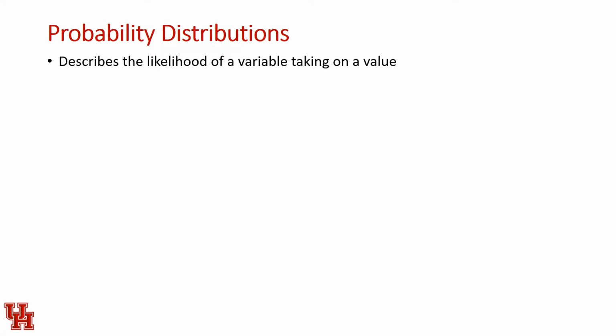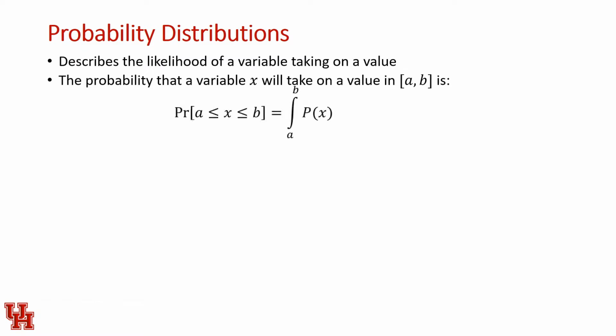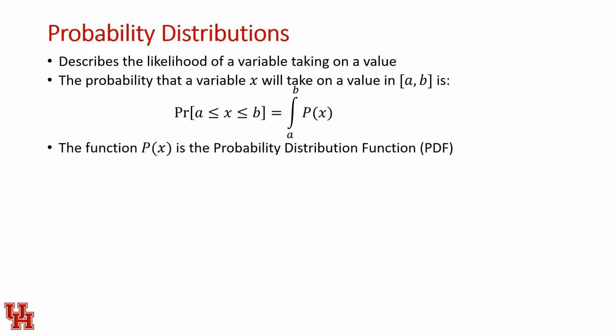What a probability does is describe the likelihood of some random variable taking on a value. So the probability that a variable x will take on a value in an interval between a and b is given by the integral of this probability distribution function p from a to b. Now this p function is the probability distribution function, or PDF.